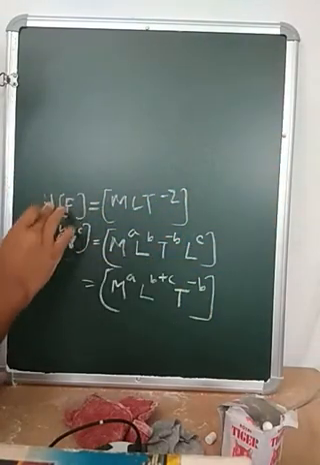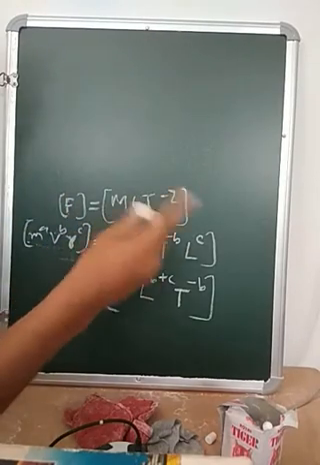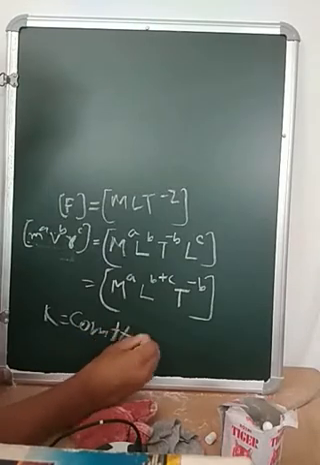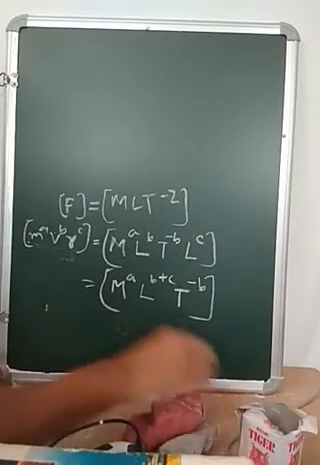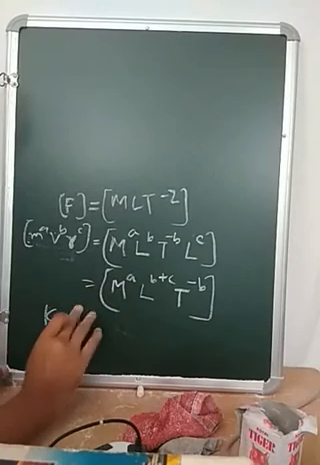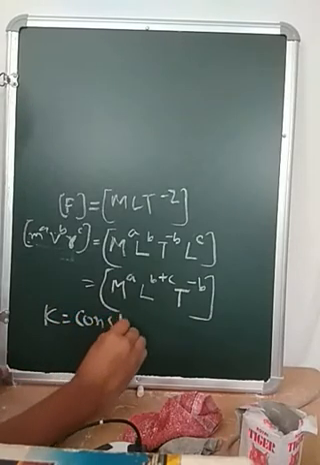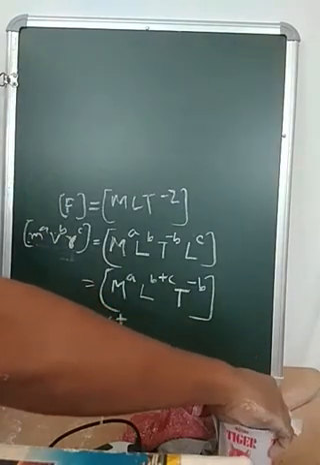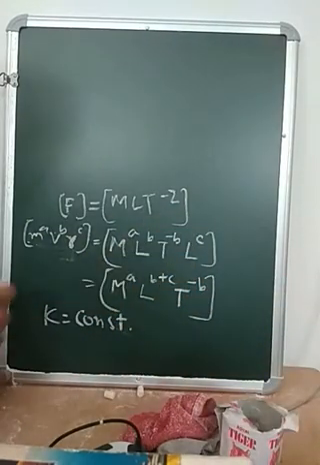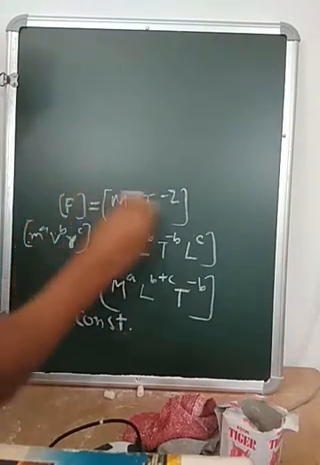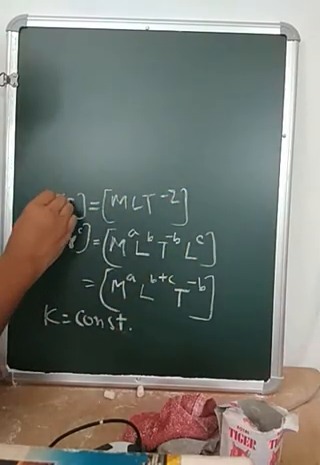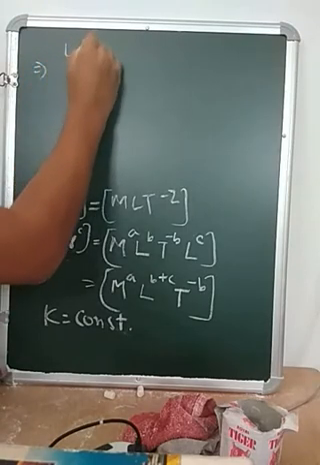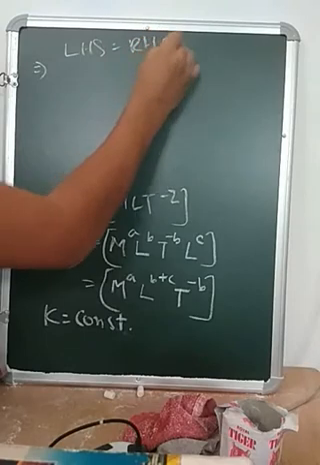Since both are the same, that's equal to k, and k we neglect. It is a proportionality constant. Okay, k is a proportionality constant, so we neglect this in the dimensional formula. So we equate the left hand side to the right hand side. When we equate them, what do we get?